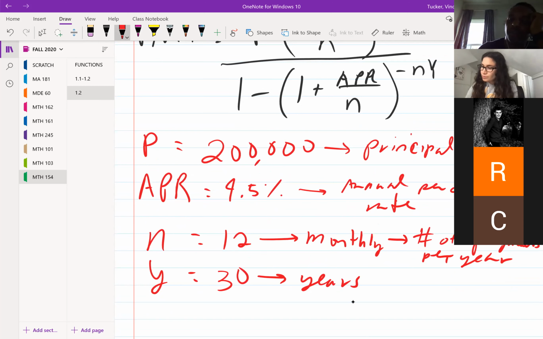In this case, with the mortgage, the $200,000 for us is that principal, P. APR, your annual percentage rate, is 4.5%. We're going to convert that to a decimal by moving the decimal place two places to the left: 0.045. And the number of payments per year: we're talking about monthly, so that'd be 12. And then 30, because we're looking at 30 years.